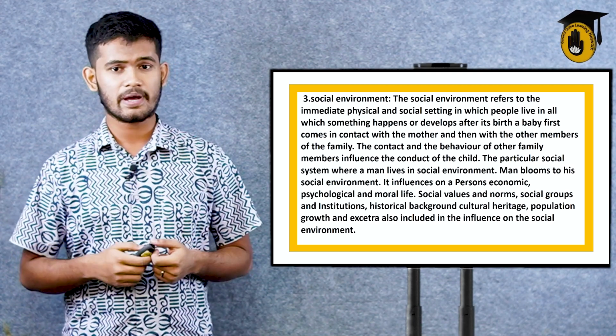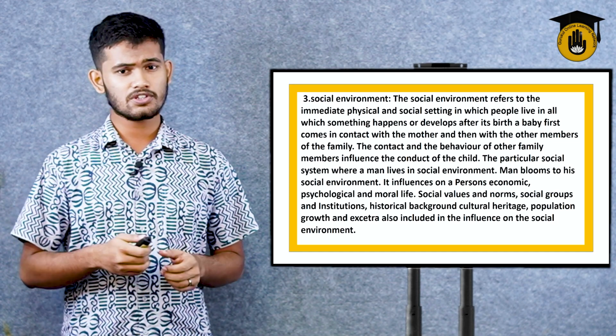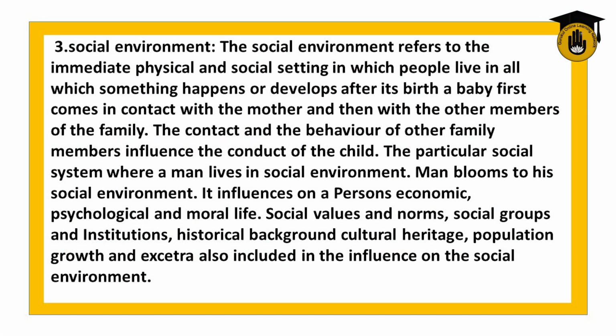So just like that, a particular social system where a man lives is called a social environment. Man blooms in his social environment, as I said. It influences a person's economic, psychological and moral life. Social values and norms, social groups and institutions, historical background, cultural heritage, population growth and so on are also included in the influence of the social environment. So the social environment is impacted by social groups, historical background or cultural heritage, as we know.